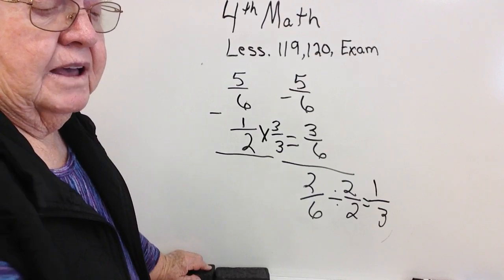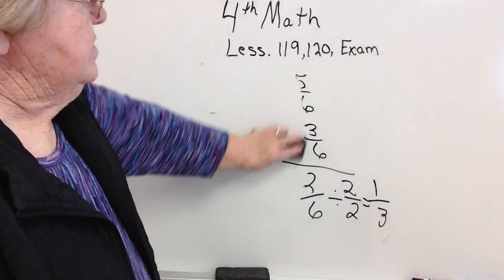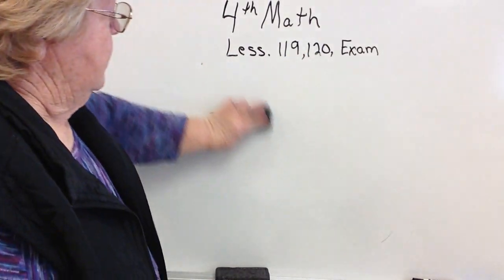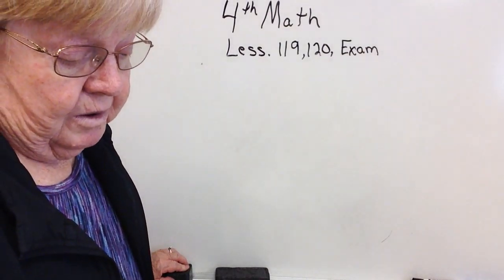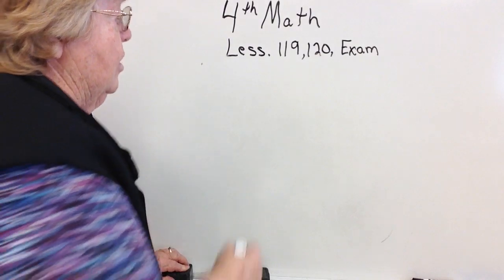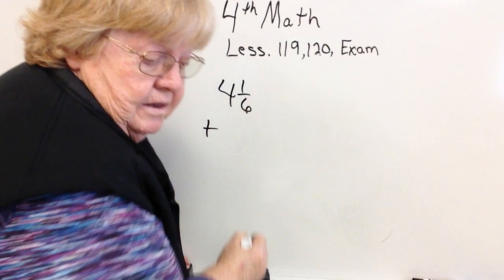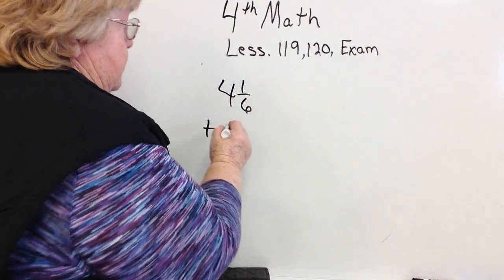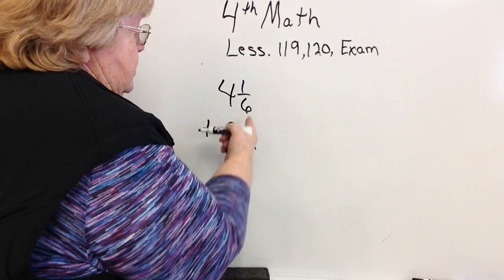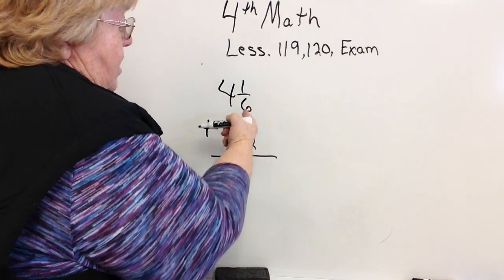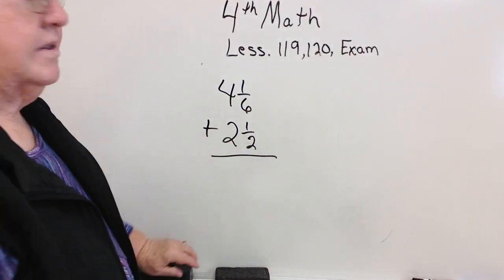Now let's look at lesson 120. It's adding and subtracting mixed numbers. I'm going to erase this. Mixed numbers with different denominators. Example number 1. Add 4 1/6 plus 2 1/2. Well, the first thing we have to do is make those common denominators. So we're going to make this one into 6ths.